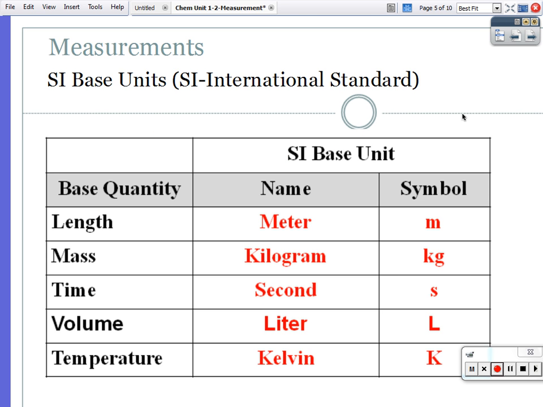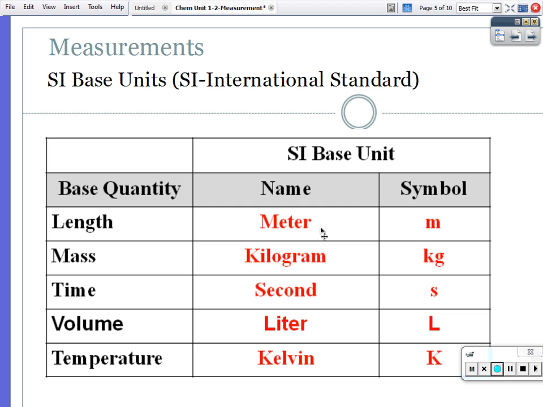So here's a list of our base units, and we always use the SI, which stands for International Standard, and why they put it backwards, I'm not sure, but it stands for International Standard, and the International Standard is the metric system pretty much. And so here are the quantities that we measure: length, mass, time, volume, and temperature.